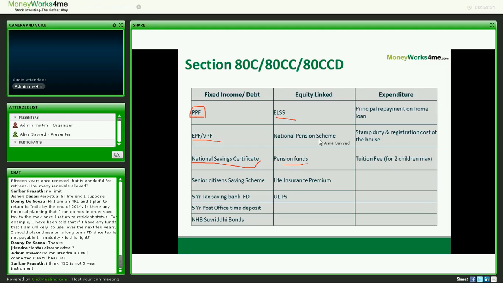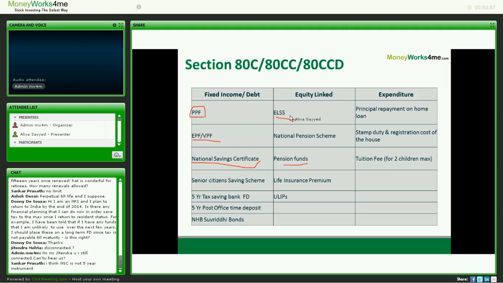Instead of investing in pension funds, you would rather invest in ELSS or your National Pension Scheme, or you can put it into your fixed income. But stay away from pension funds, because the return generated by these pension funds ranges between 1 to 2%, so it makes absolutely no sense to invest in them.